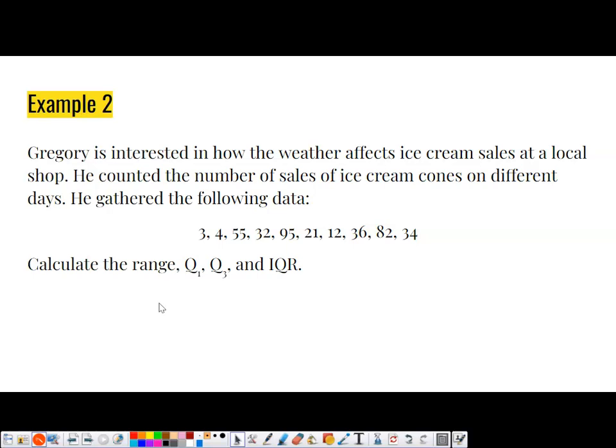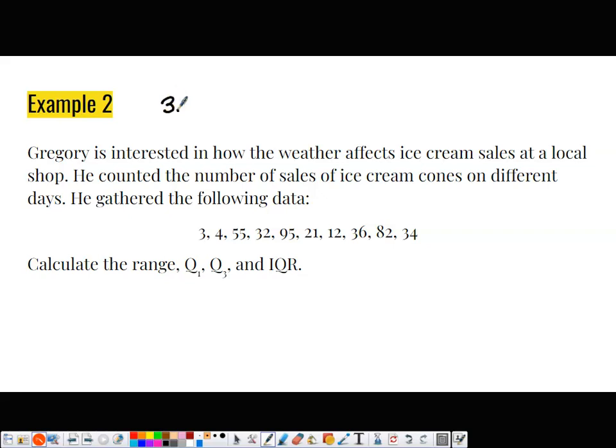Okay, example 2. Gregory is interested in how the weather affects ice cream sales at a local shop. He counted the number of sales of ice cream cones on different days, and he gathered the following data. Same thing: calculate the range, the Q1, the Q3, and the IQR. Again, we want to make sure it is in order from least to greatest.